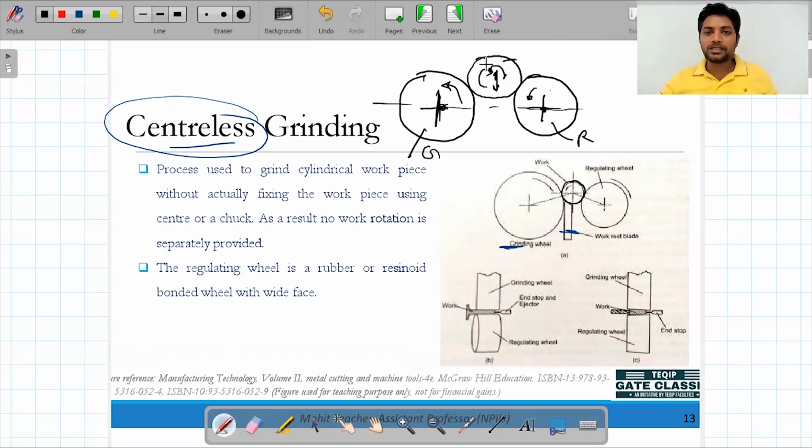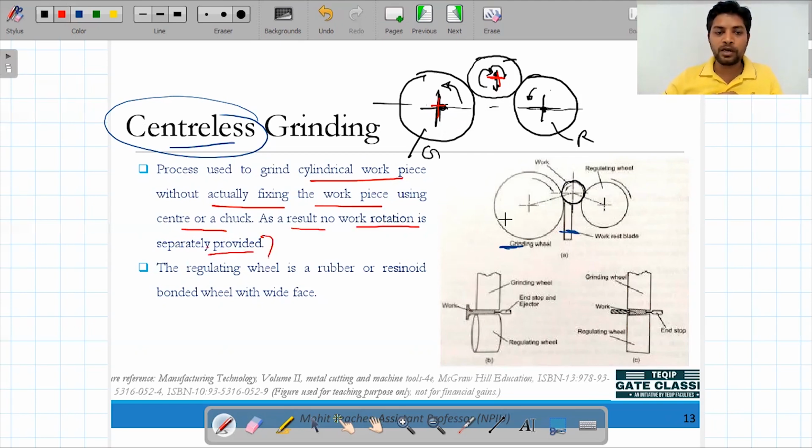Sometimes this question has been asked: the center of the grinding wheel and the workpiece in centerless grinding are at some offset condition, not on the same line. The process is used to grind cylindrical workpieces without actually fixing the workpiece using a center or chuck. As a result, no work rotation is separately provided, as I told you, and the regulating wheel is a rubber or resinoid bonded wheel with a wide face, or it is very hard.